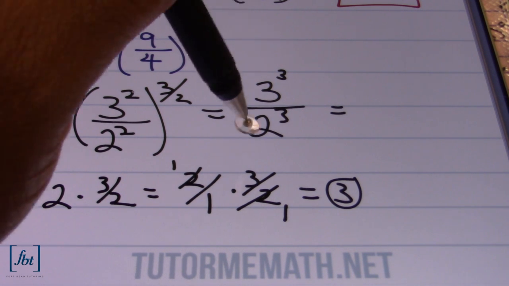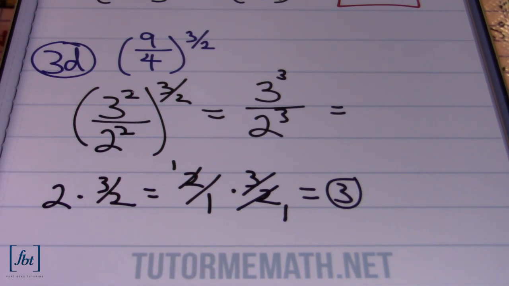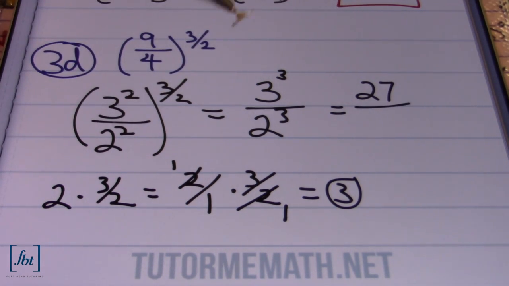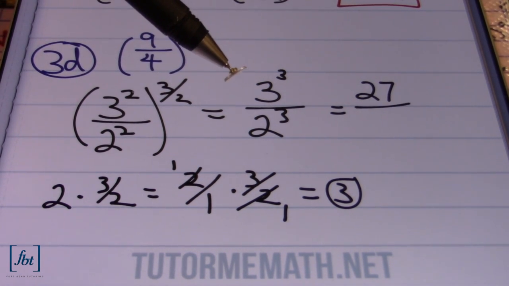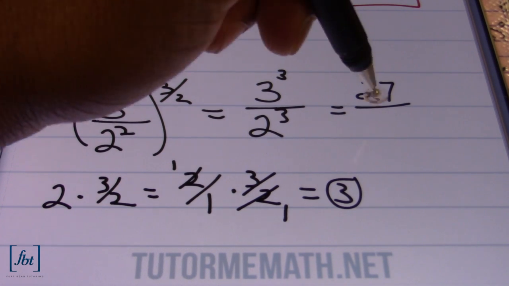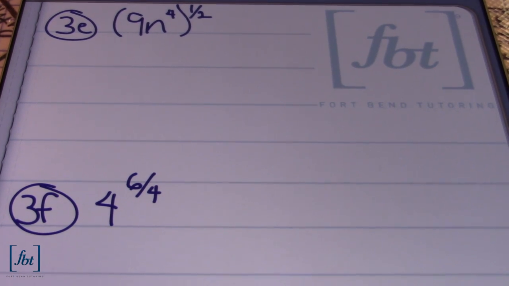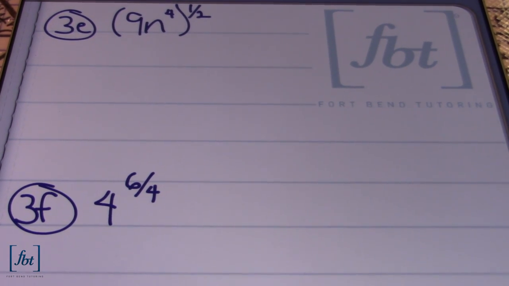This is 3 cubed divided by 2 cubed. And now to evaluate this, 3 cubed means 3 times 3 times 3, which is 27. Then 2 cubed is 2 times 2 times 2, and we know this value is 8. So the answer is 27/8. I'm red boxing this. That's 3D, and we're moving on to our next problem.